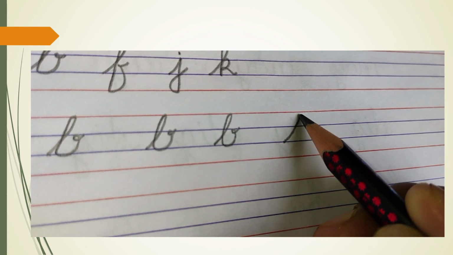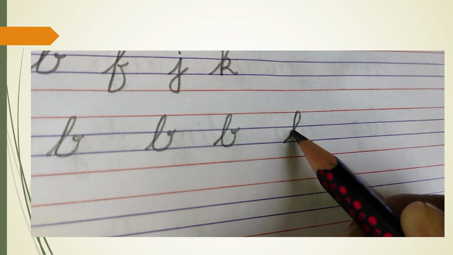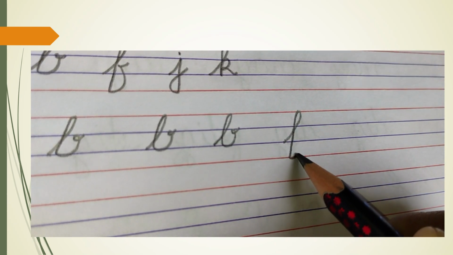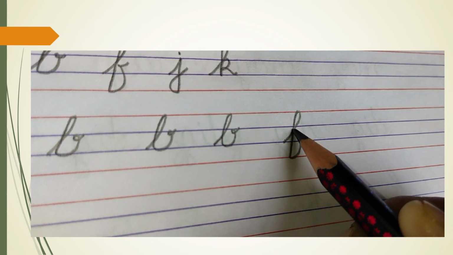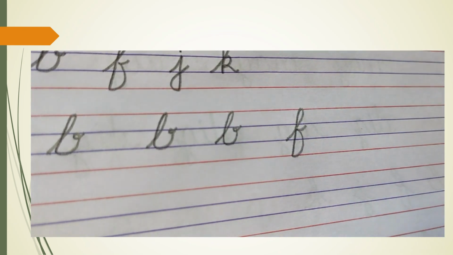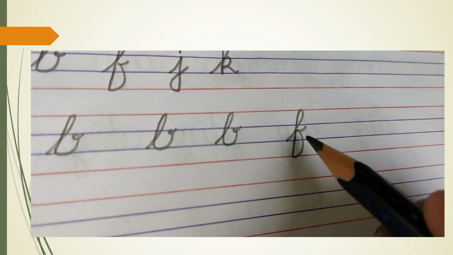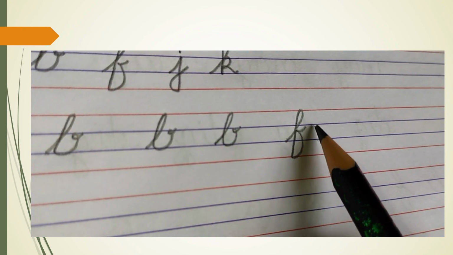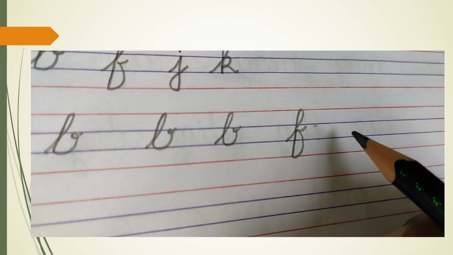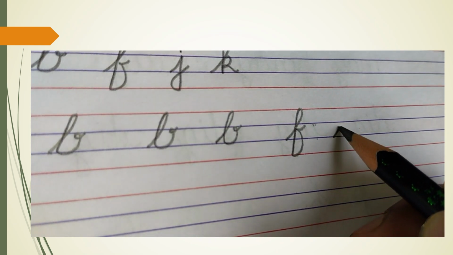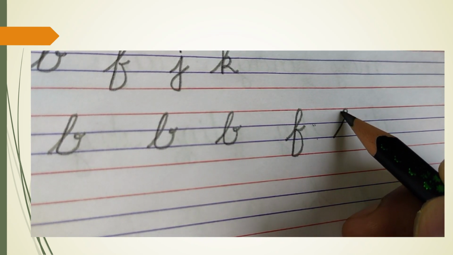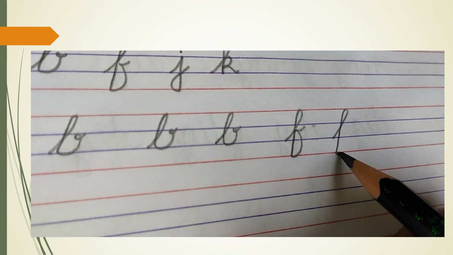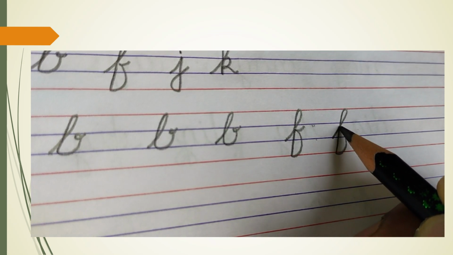Go up, come down, and go back to this like the small curve. Here this intersecting point should become between second and third line. Okay. Take a curve, come back, go back and put a small curve.